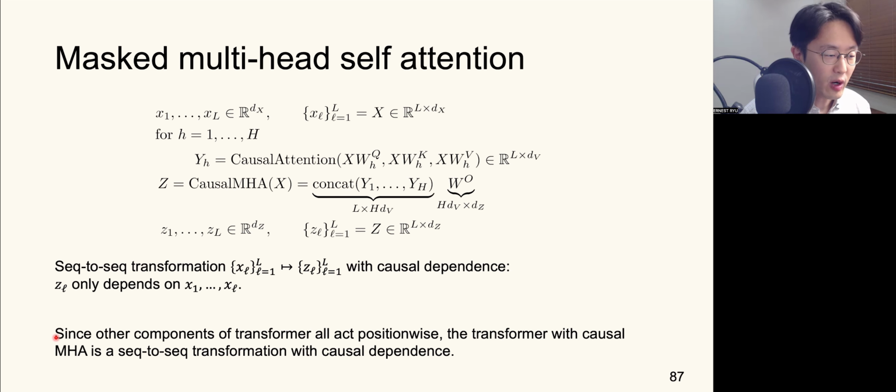Now, in the transformer architecture, all other components act position-wise. So layer norm, position-wise FFN, and the residual connections all act position-wise. So the transformer with causal multi-head self-attention becomes a sequence-to-sequence transformation, end-to-end. The transformer becomes a sequence-to-sequence transformer with a causal dependence. And because our goal is to train a causal language model, it's essential that this causal dependence structure is baked into the neural network architecture.